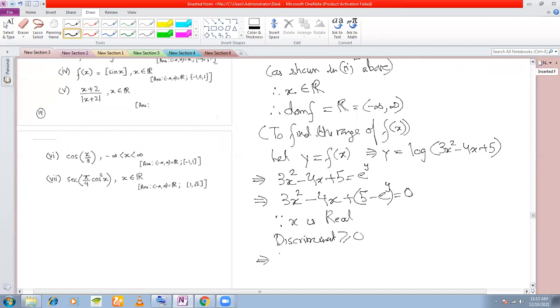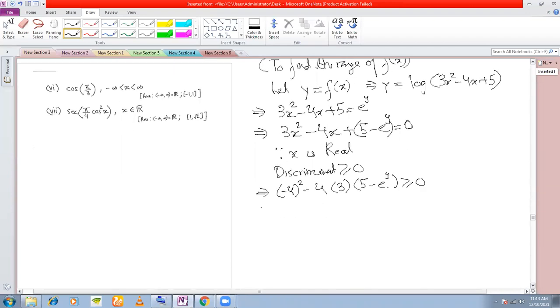So what is the discriminant here? b square minus 4ac is greater than or equal to 0. That means you have 16 minus 12 times (5 minus e to the power of y) is greater than or equal to 0. That means you have 16 minus 60 plus 12 e to the power of y is greater than or equal to 0.